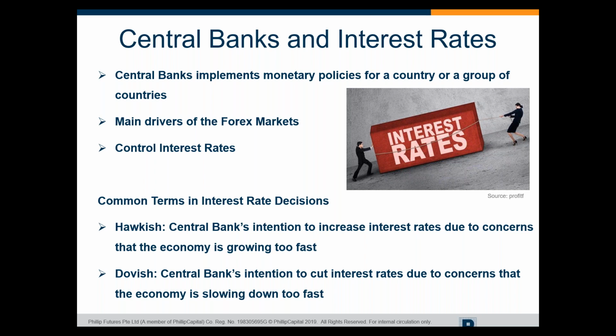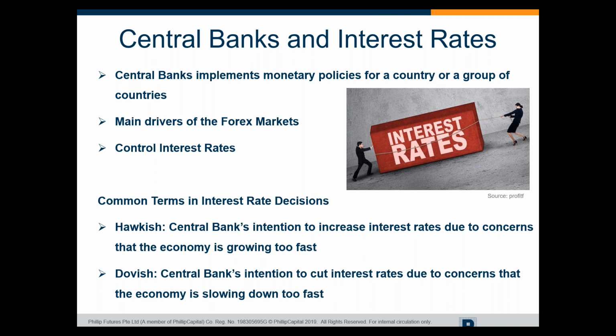So they control the interest rates. Central banks will assess how healthy the economy is and will either hike or cut interest rates accordingly. Some of the common terms that you might have heard before when they do an interest rate decision, one would be the hawkish or dovish view.